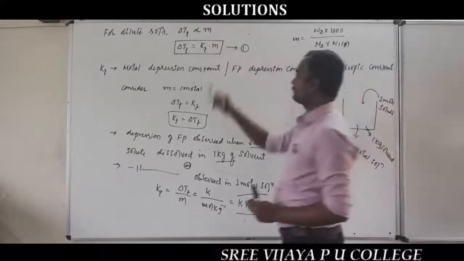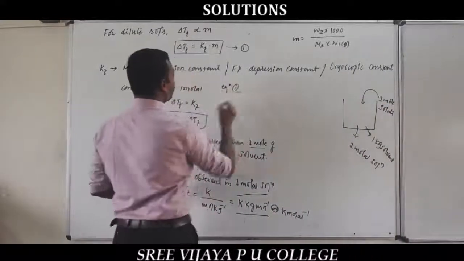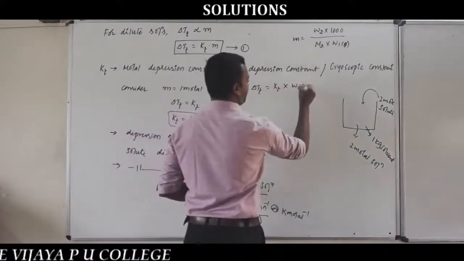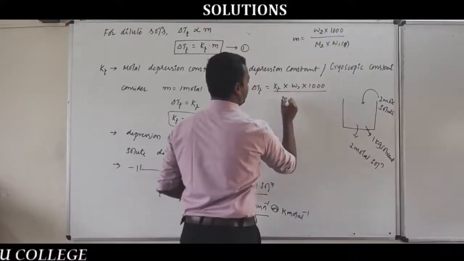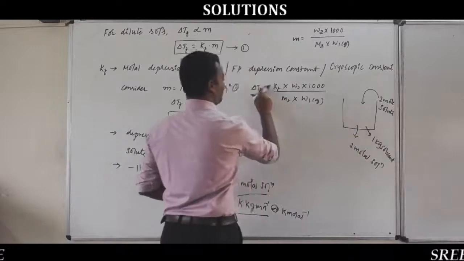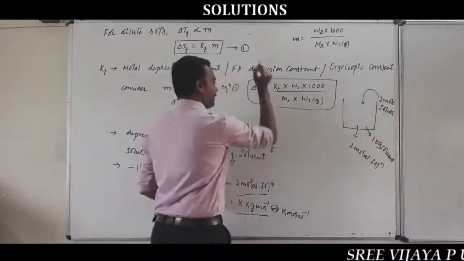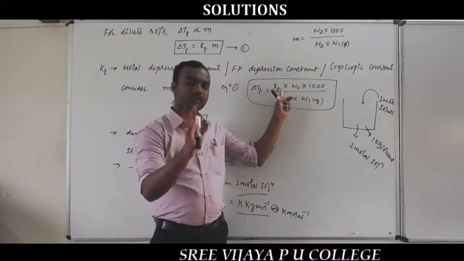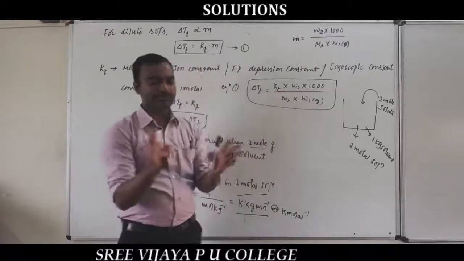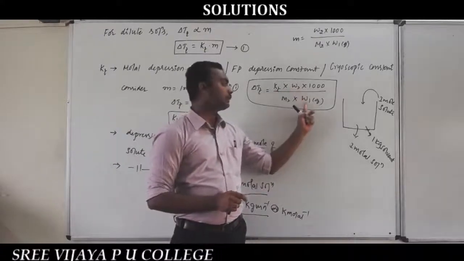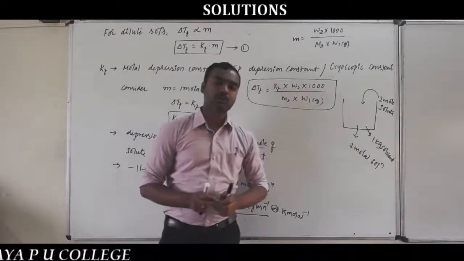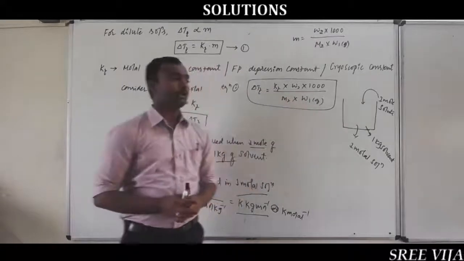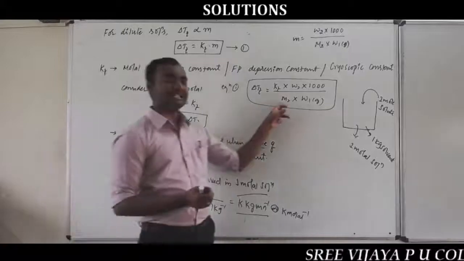Let us substitute that. Equation 1 becomes delta TF is equal to KF into W2 into 1000 whole divided by M2 into W1 in grams. So that is the delta TF equation. By knowing delta TF, the depression of freezing point, and KF, which is a given value, a particular constant for a solvent, where W2 is the mass of solute, W1 is the mass of solvent, and M2 is the molar mass of solute, we can easily calculate the molar mass of solute.